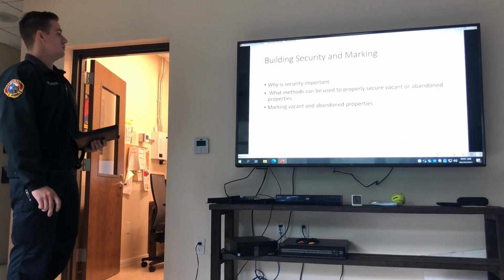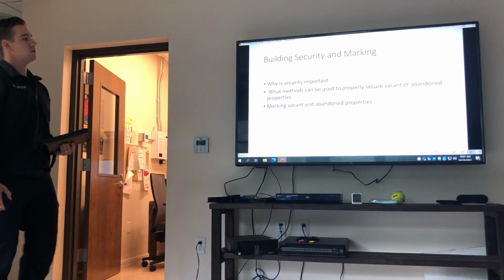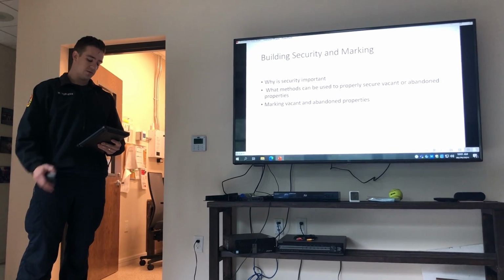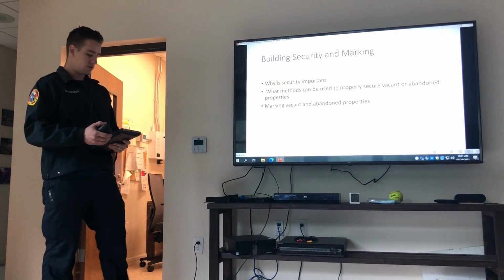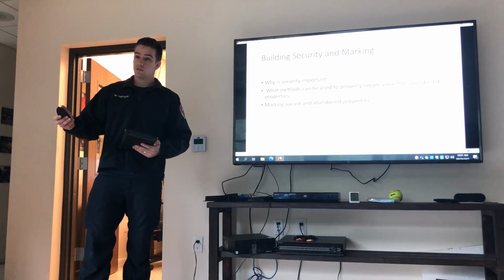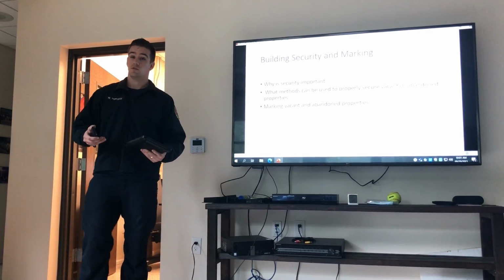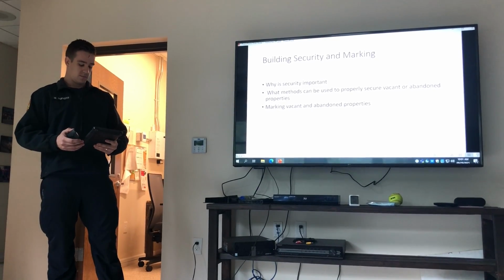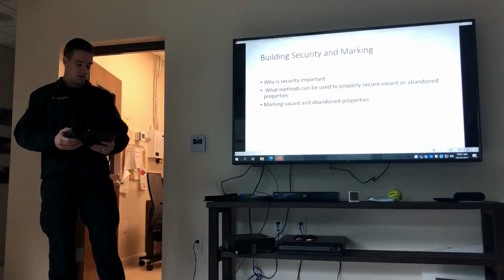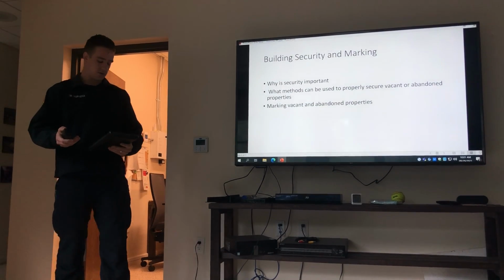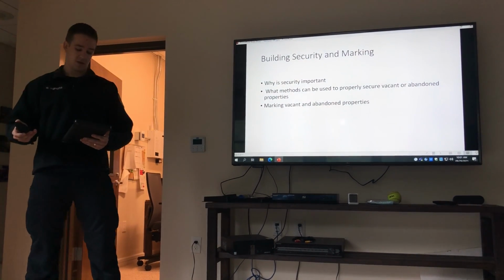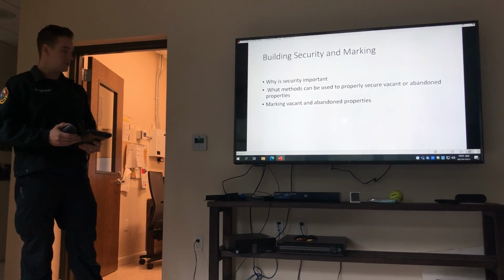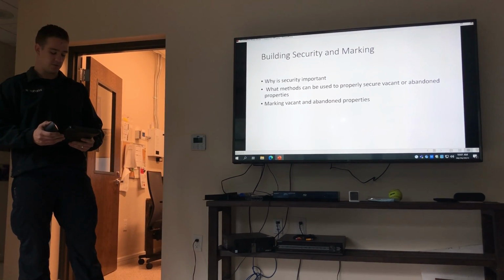So why is security important in dealing with building security and marking when you're evaluating? The security of a building being evaluated is a key factor in the evaluation process. Buildings that are open to the elements, that are exposed, will degrade faster than buildings that are properly secured. And 50% of vacant building fires were intentionally set, compared to 10% of all structure fires. So vacant structures account for 30% of intentionally set structure fires.